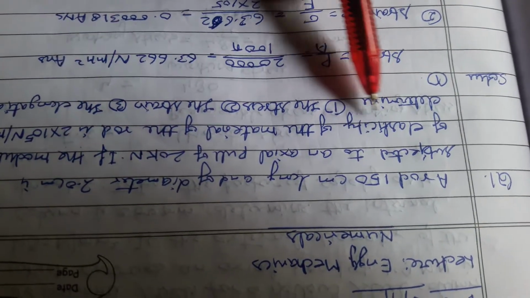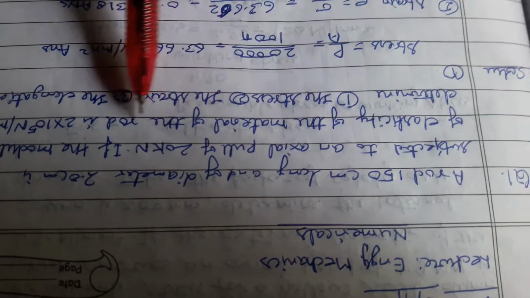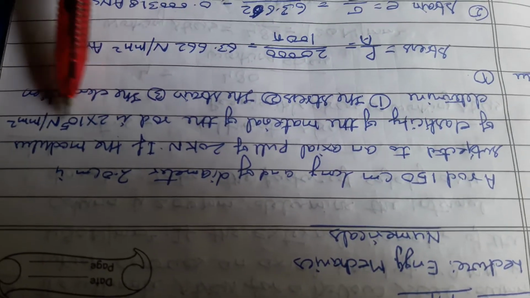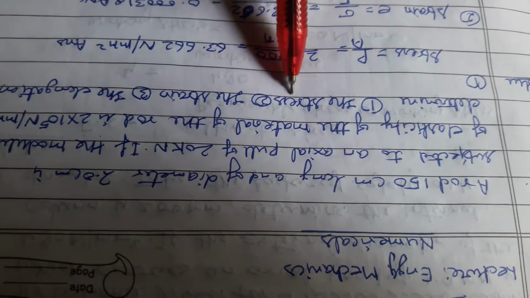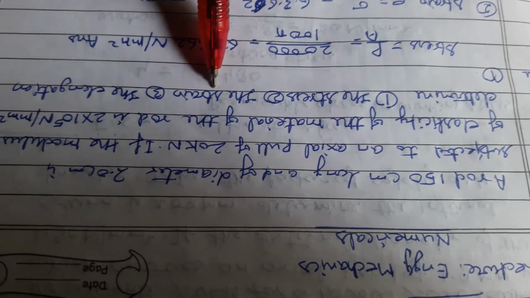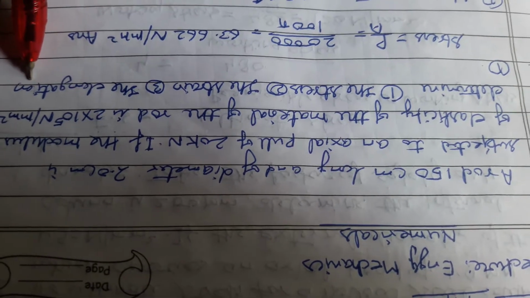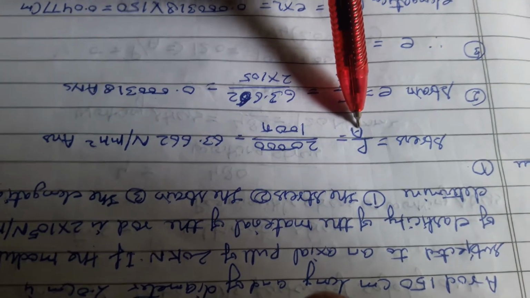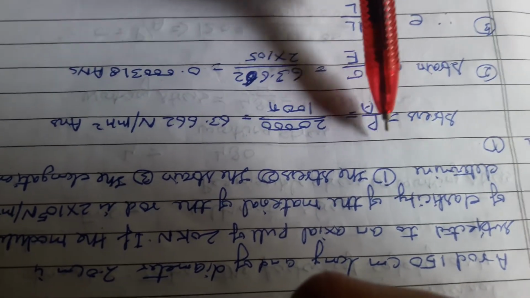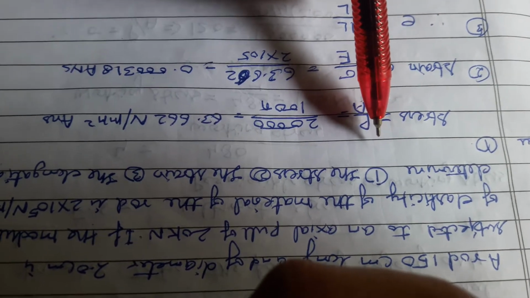If the modulus of elasticity of the material of the rod is 2 into 10 raised to power 5 Newton per mm square, determine the first one is stress, second one is the strain, and third one is the elongation. So as you know that stress is basically load per unit area. So first you have to solve the question. You have to write down the given data.